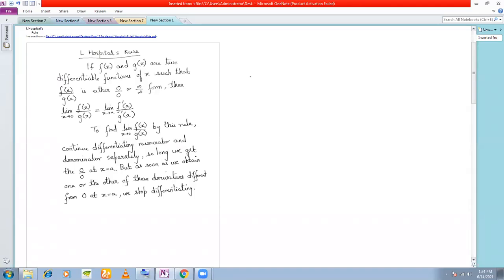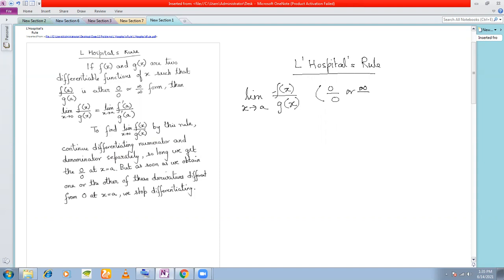Now, L'Hospital's rule states that if a limit is to be evaluated, limit x tends to any number a, f(x) by g(x), a function by another function. In order to evaluate this limit, if you put a instead of x, that is, you put f(a) and g(a), and say you get 0 by 0 or infinity by infinity form.